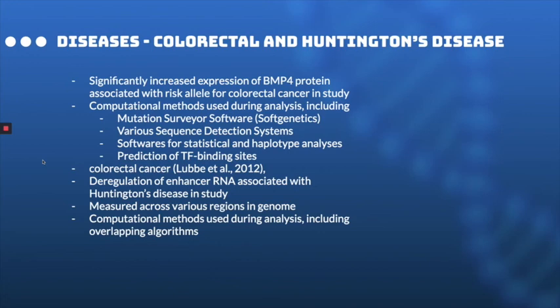The team conducted their research by using data from a sample containing previous cases of colorectal cancer as well as controls. The data collected was analyzed using various assays. Computational methods included software to conduct sequence reads, such as the Mutation Surveyor software, other systems for sequence detection, and software for analysis of allele-specific expression and haplotypes. Their team found a specific element mapping to a gene as a transcriptional enhancer, which caused the increased expression of BMP4, leading to colorectal cancer.